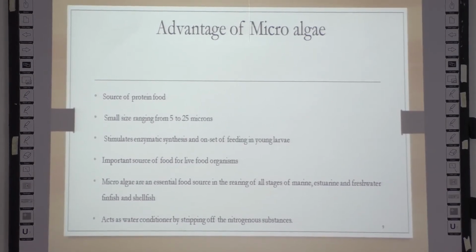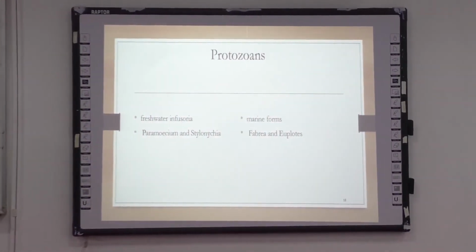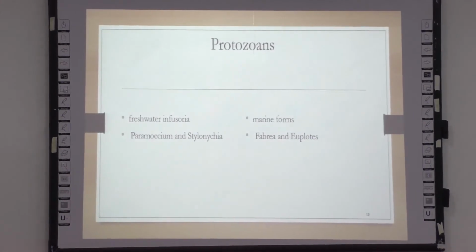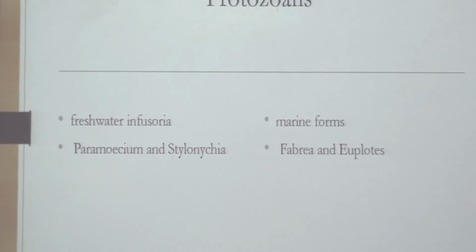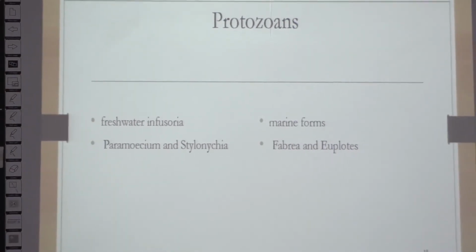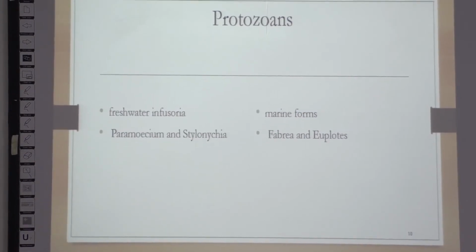The next live food is the protozoans. You know that this is the basic or first group of animals, protozoans. Protozoans are without any exoskeleton. They have mostly the plasma membrane as the outer covering, and these protozoans are nutrient capsules. Once they go into the larval digestive tract, they rupture, that means ready, digested food is supplied to the larvae.